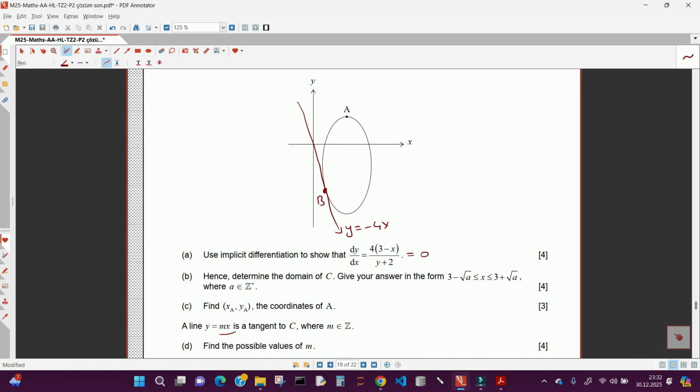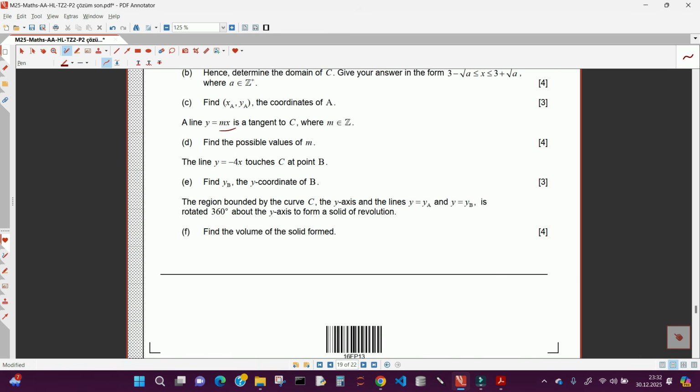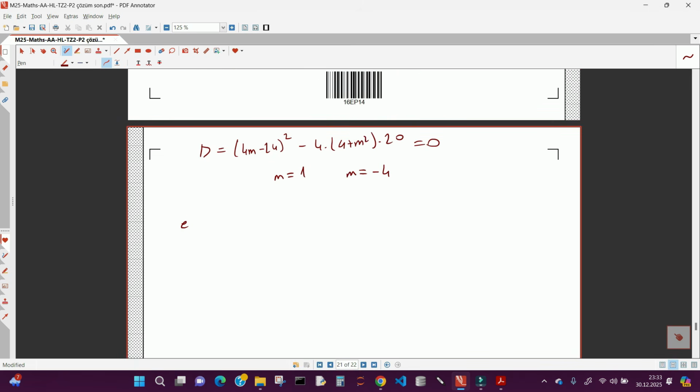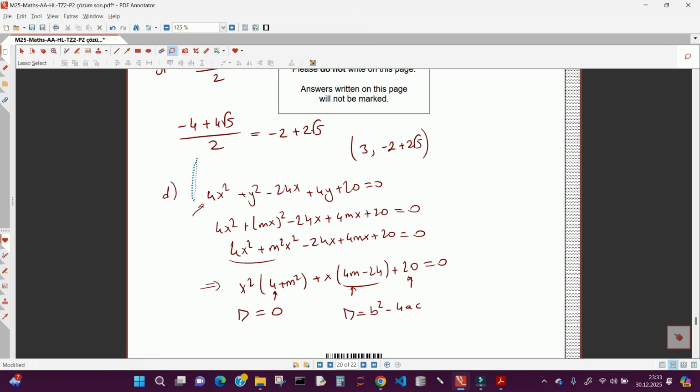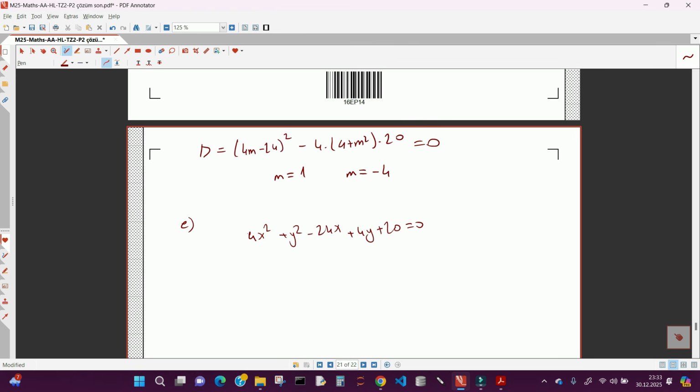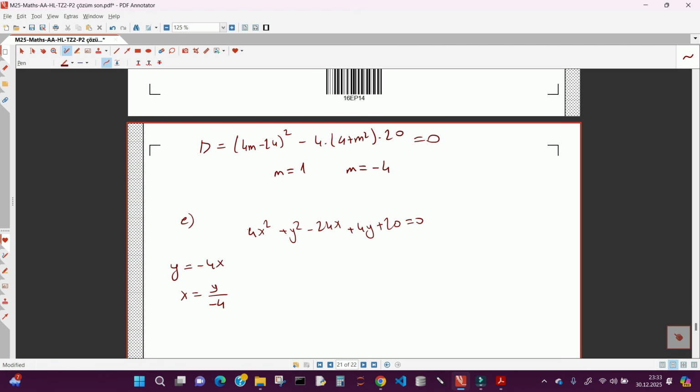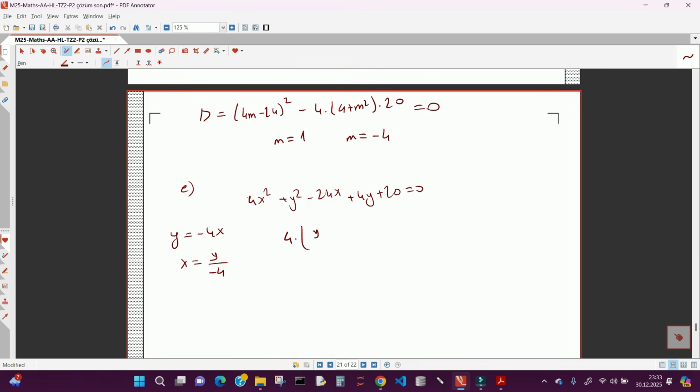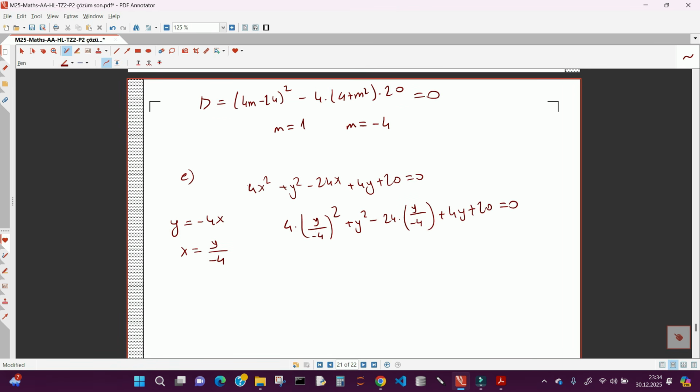How are we gonna find this? You can just substitute minus 4x in the equation again. Or you can directly write x in terms of y over minus 4, and replace x with this value, right? So 4 times (y over minus 4) squared plus y squared minus 24, again the same value, plus 4y plus 20. Yeah, let's find from here.